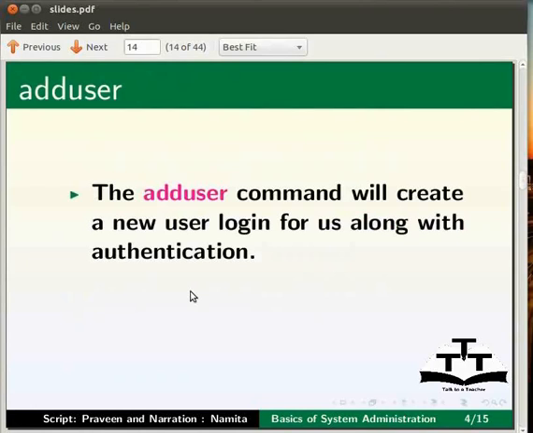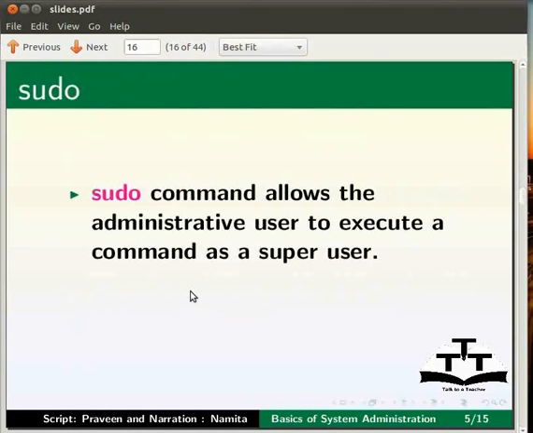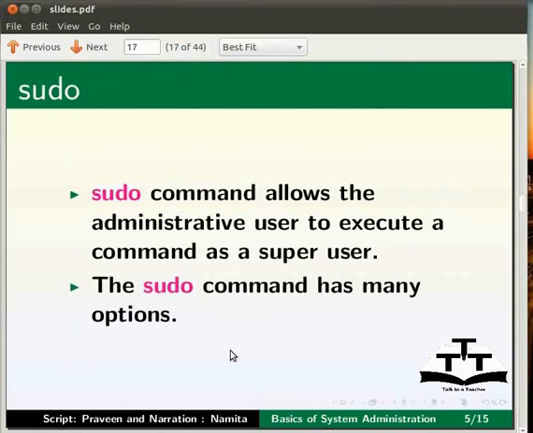Let us first learn how to create a new user. The adduser command will create a new user login for us along with authentication. We can add any user account with the help of the sudo command. Let me give you a brief explanation about the sudo command. The sudo command allows the administrative user to execute a command as a super user. The sudo command has many options. We will learn about the options as we go further in this tutorial.